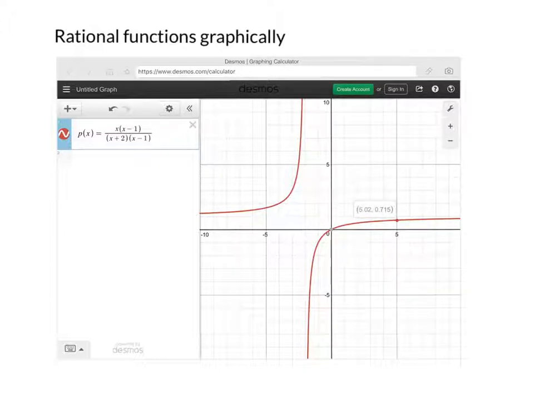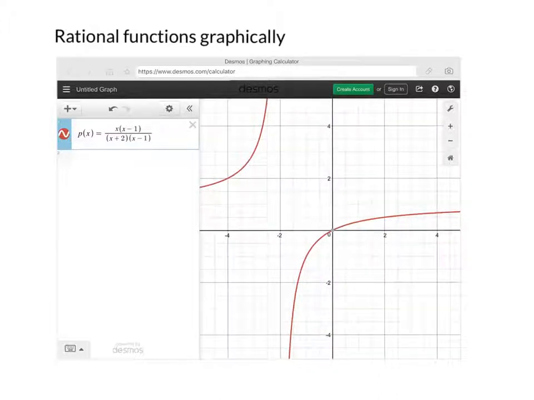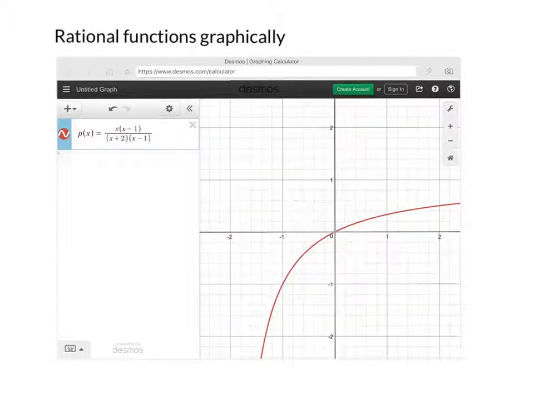If I just click on different points, it's going to tell me what the input-output pairs are. And I'm going to try to get over here to 1. Let's zoom in. Let's see if we can get over here at 1. And see how at 1 it says undefined. So this is what we call a hole in our graph.